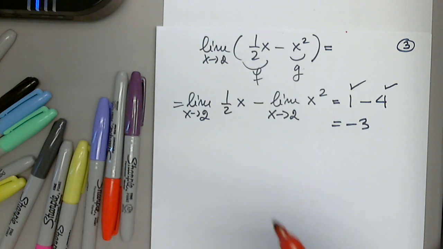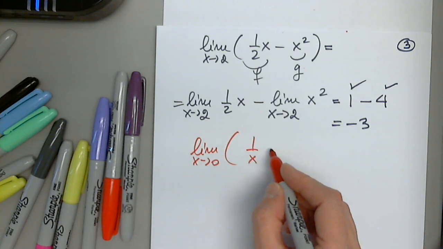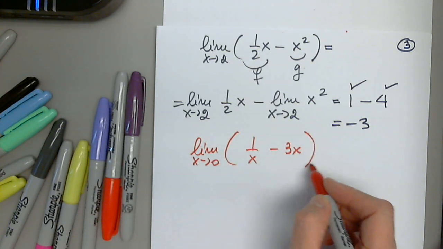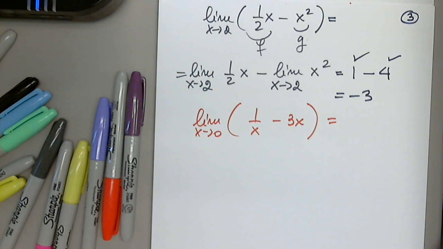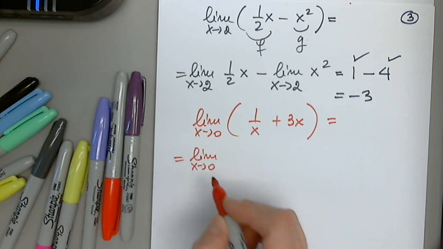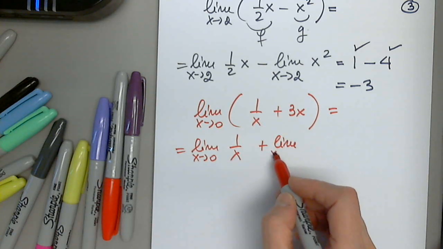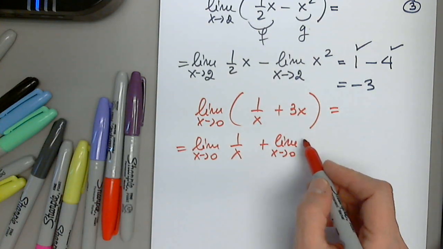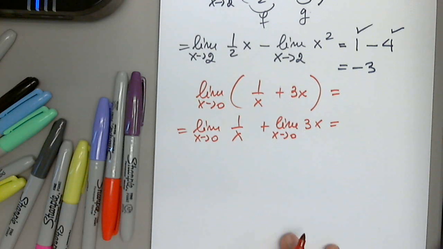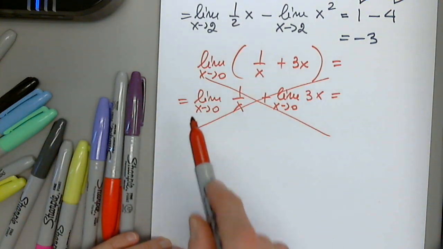Let me give you another example. Let's say the limit as x approaches 0 of 1 over x minus 3x. You could say, or let's put plus this time. Let's try the sum. You could say, oh, that's easy. The limit as x approaches 0 from either side of 1 over x plus the limit as x approaches 0 from either side of 3x. However, you can't. Why is the limit law not applicable in this case?